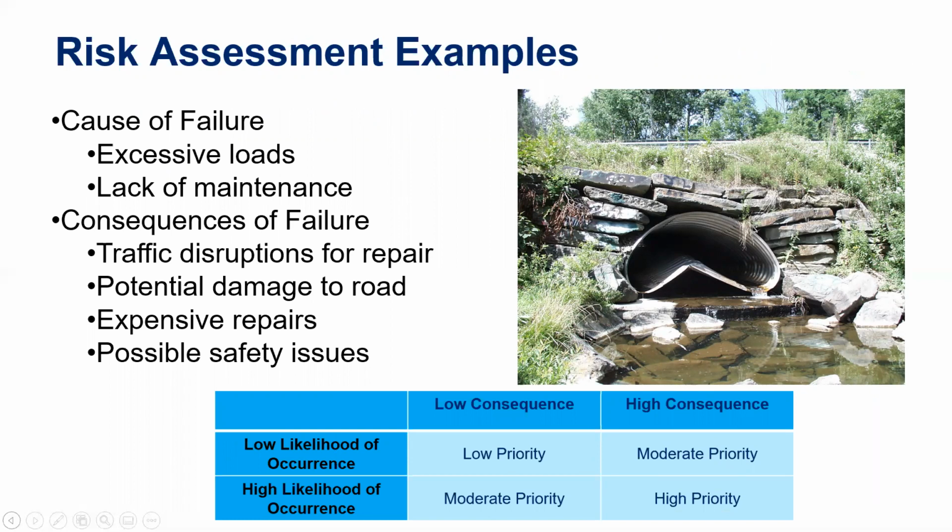To me, this has a very high likelihood of occurrence of the road failing because the culvert's already gone. And depending upon the detour routes, how long they are, what else is available, that's either going to be a low consequence or a high consequence. I'm probably going to call it a high consequence. This would be a high priority for me.